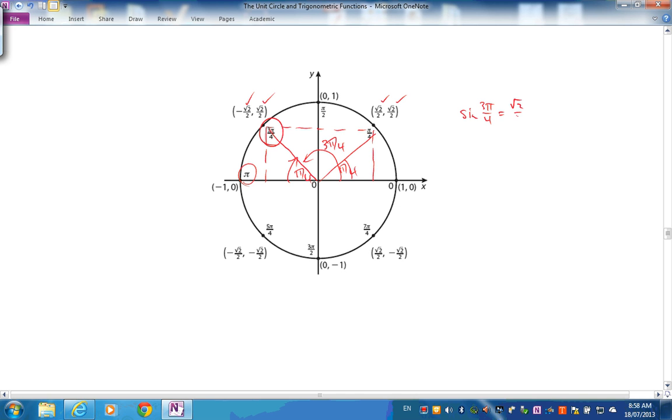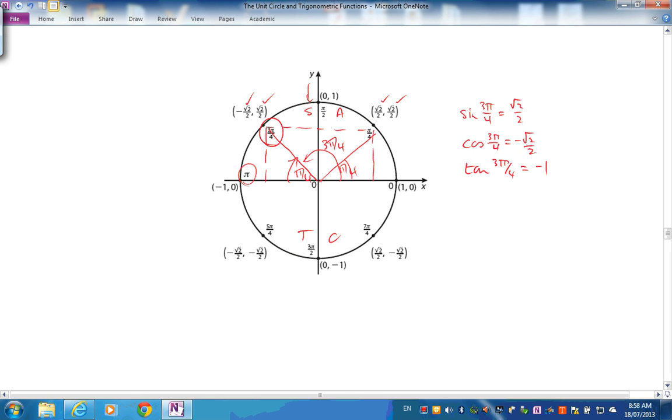It's root 2 on 2. The cos of 3 pi on 4 has gone negative in that quadrant. Remember, SATC, only sine is positive in this quadrant. So this is neg root 2 on 2. And we could say the tan is neg 1, sine over cos. So that would be 3 pi on 4.